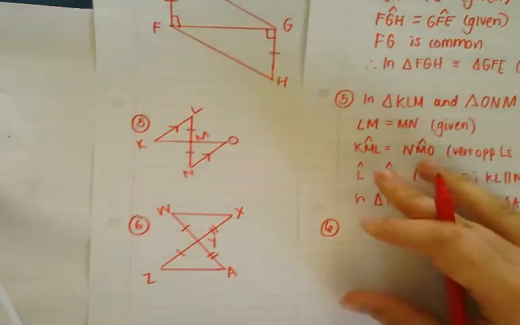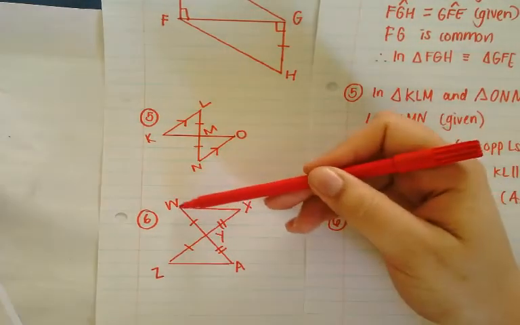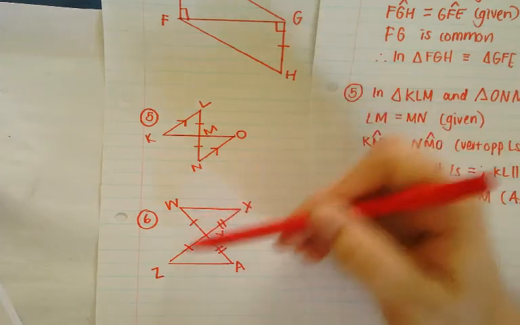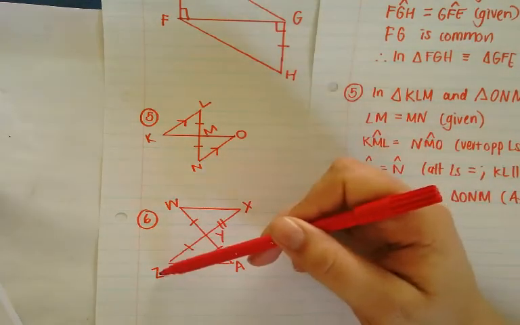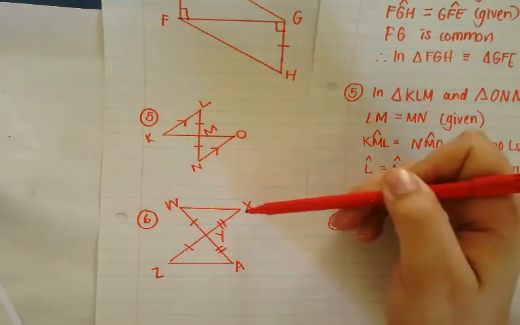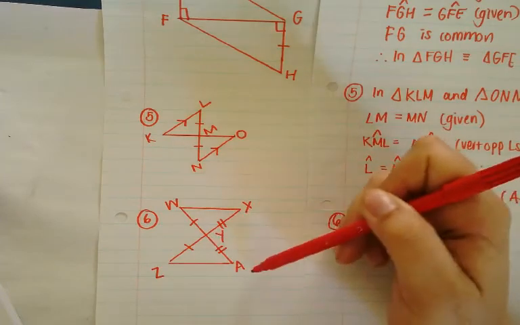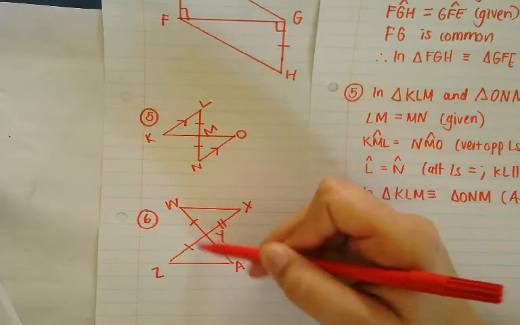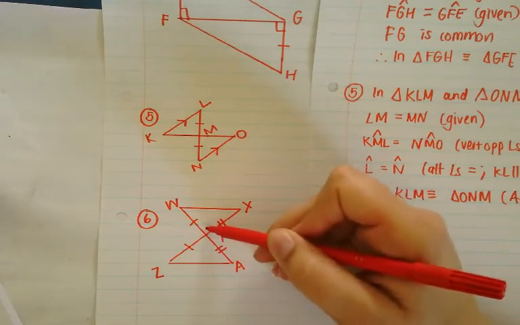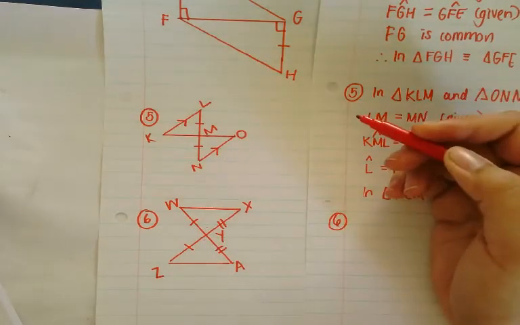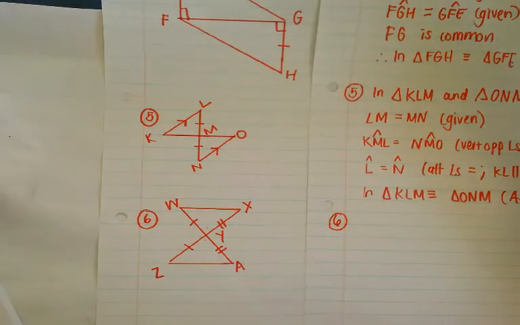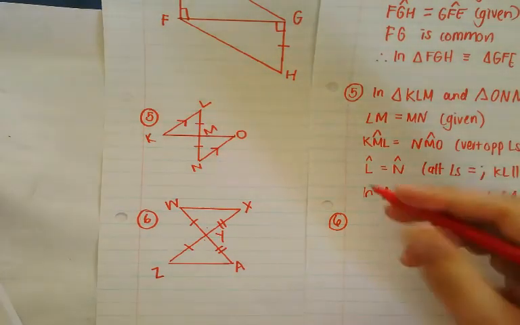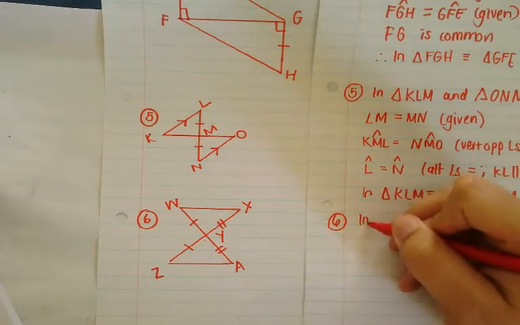So for instance here, I can see that there is a 1 to the middle and a 1 to the middle, so W and Z must be corresponding. A 2 to the middle and a 2 to the middle, that means that X and A must be corresponding. And I know that Y is the same in both because of vertically opposite angles. So whatever way I name it, I'll go to the top triangle, I'll go WXY.